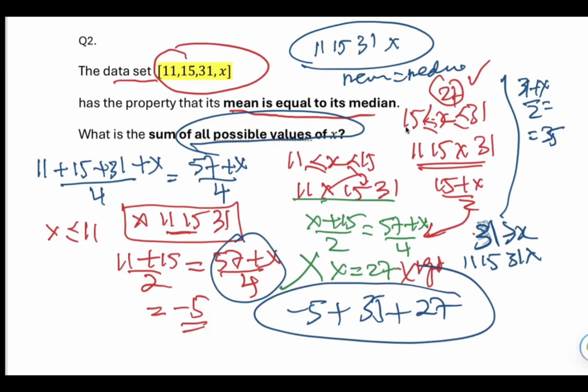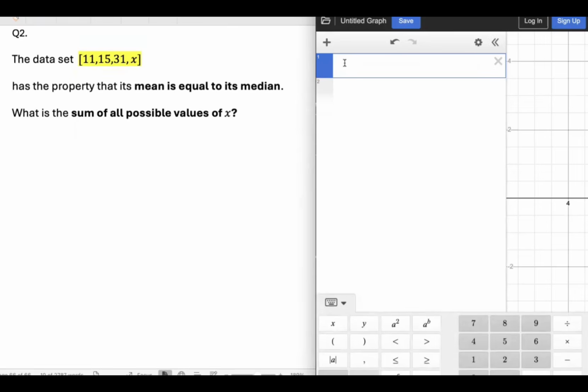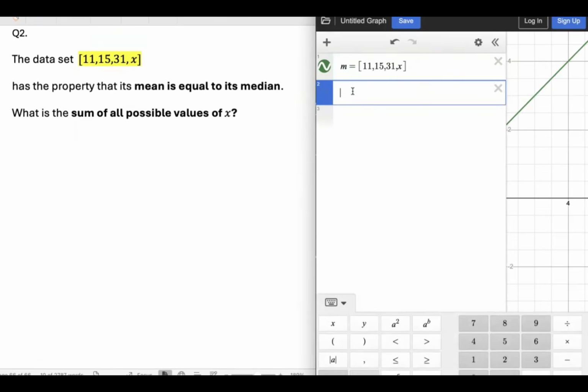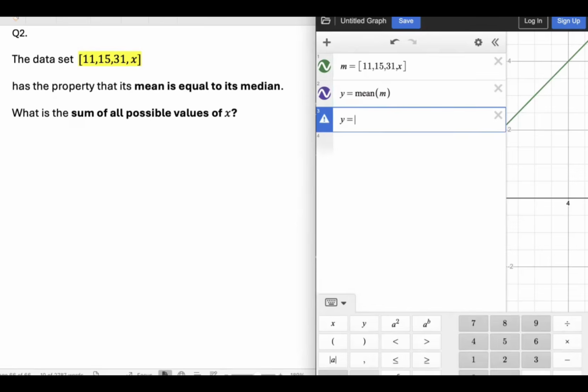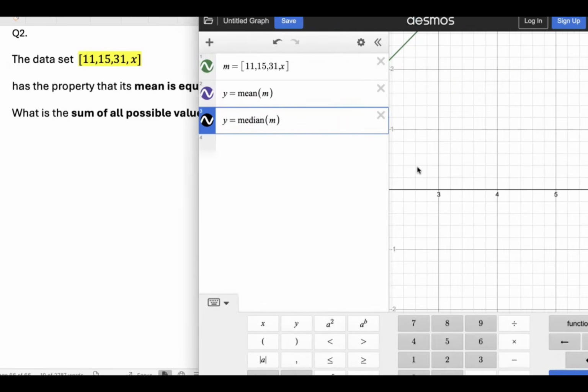Let me show you how to do it in Desmos. There's a trick where you can force the system to think that way. So let me show you. What you need to do is put your list down. So we can say M is our list of numbers. So we have 11, 15, 31, and X, right? And we say, okay, I need to find the mean. So I'll say Y, which is f of X, is the mean of M. And I say the same Y, because they are the same, is the median of M. And it's going to plot a nice graph for me, and you see what it looked like.